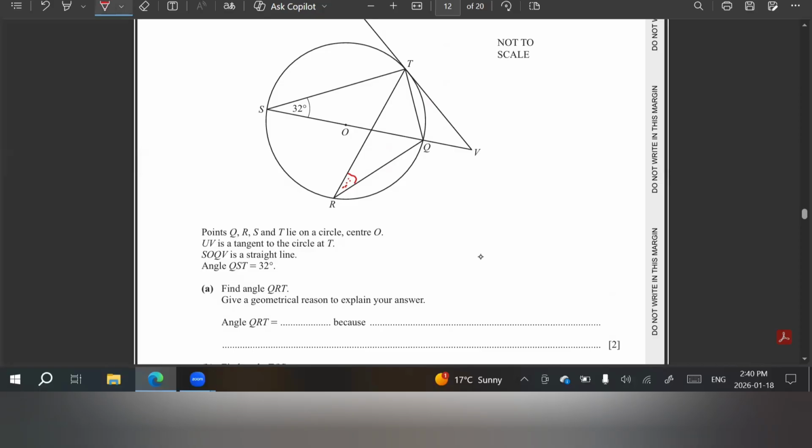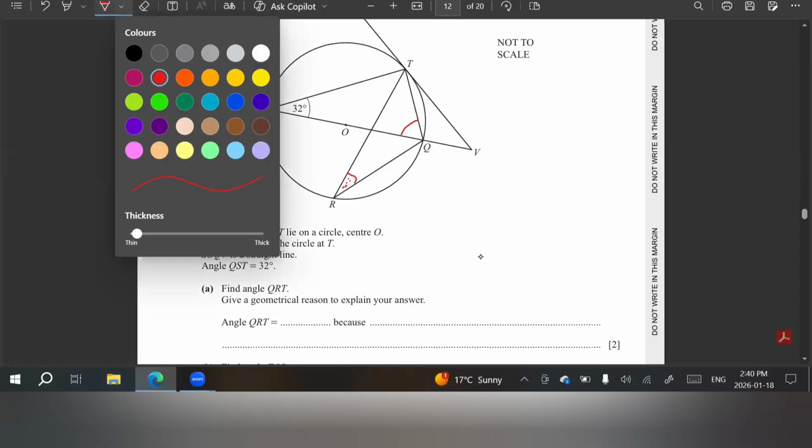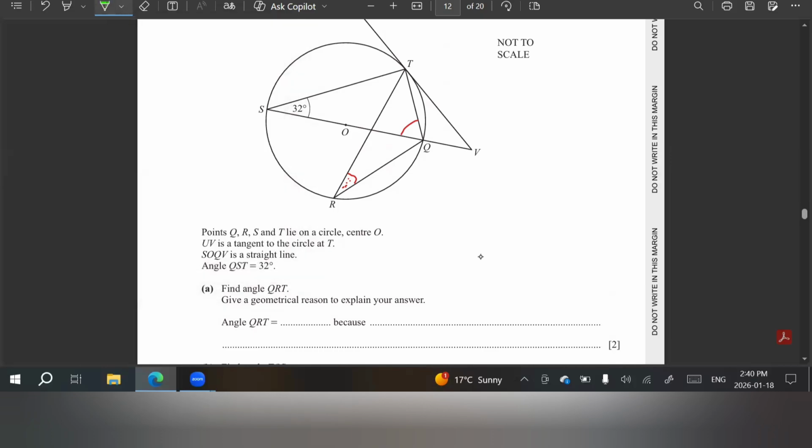This is the diameter. SQ is the diameter. Because SQ is the diameter, this angle will be 90 degrees. We call this the right angle in a semicircle. If this is 32, this is 90. Very easily you can find this angle.